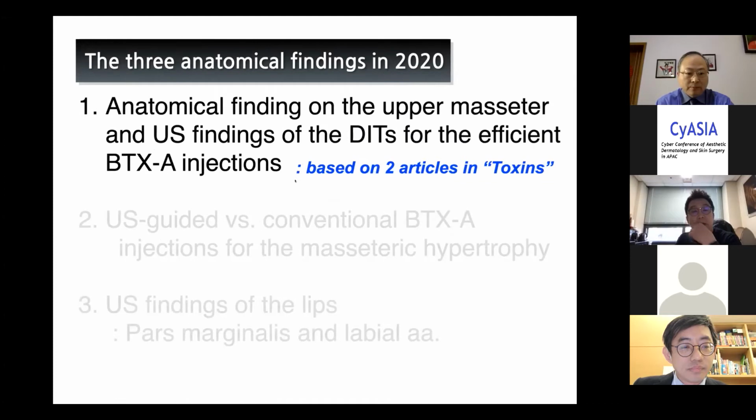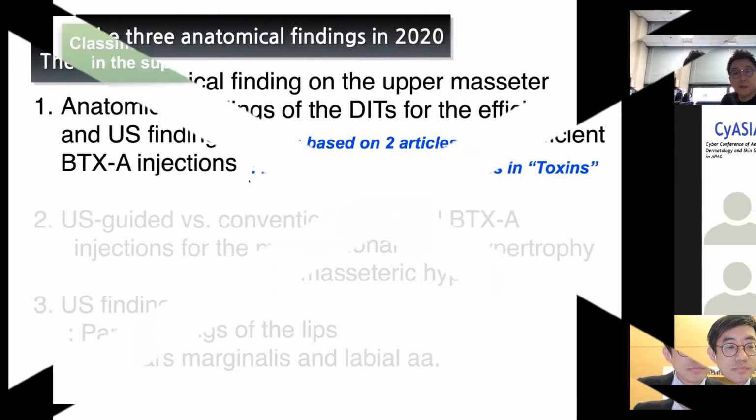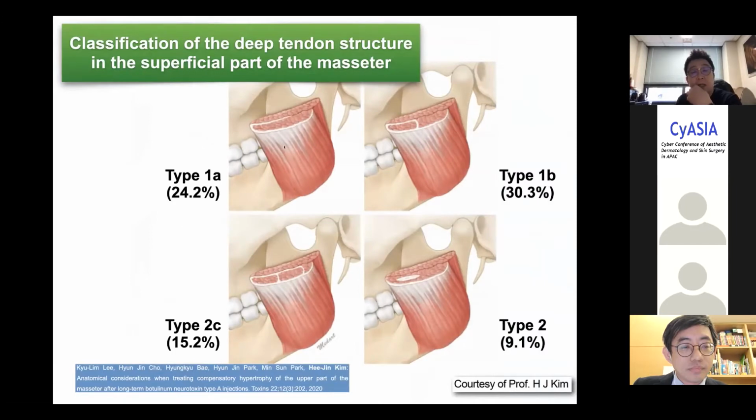First will be the anatomical findings on the upper masseter and DIT structures in a lower part of masseter. It is based on the two articles published in Toxins in 2020. This is a result. Based on our dissections, we could classify it into four patterns, actually two patterns. I'm sorry, this is type 4, this is type 1C. So type 1 is a superficial tendon covering the upper part of the masseter, and you can see the deeper part of the masseter here. So there were two patterns, type 1 and type 2.